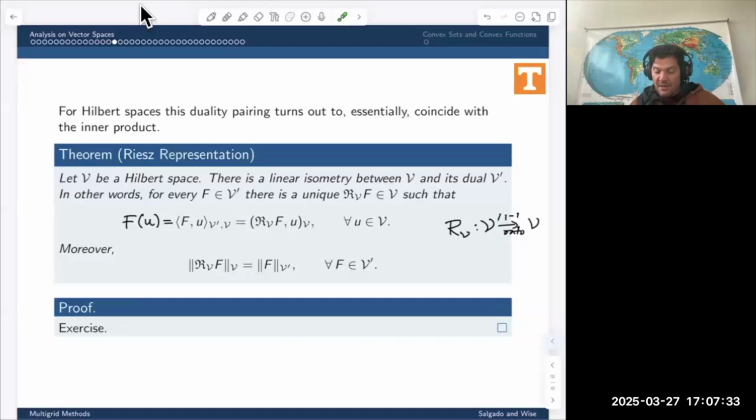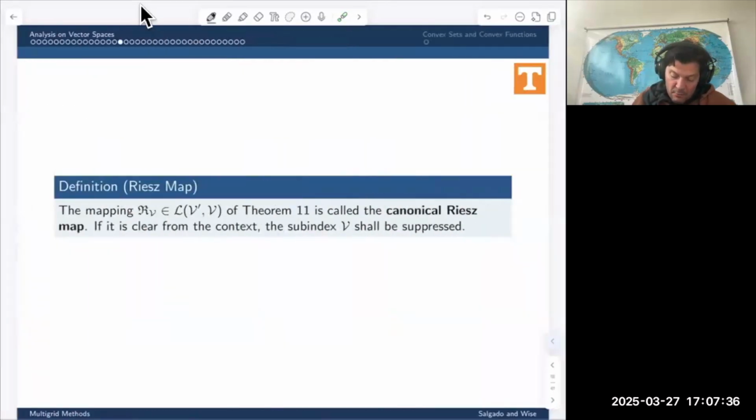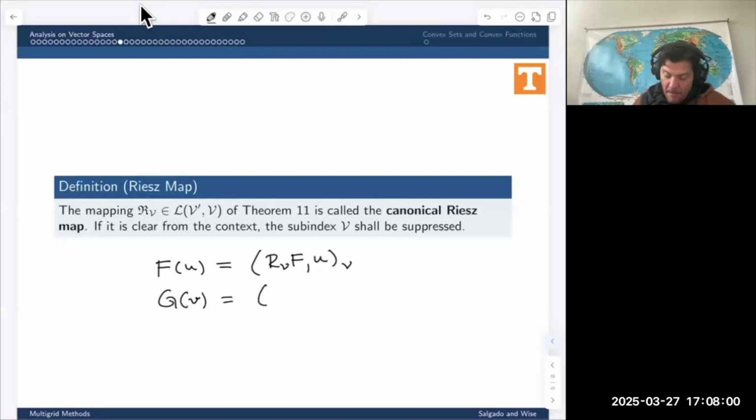The next part is, is it a linear mapping? Well, let's use two different functionals. So f of u is equal to the Riesz map of f against u. Actually, we know it's the inner product in the space V. And let's take another one, g. And we don't have to use u, we can use g of v, right? v might be confusing. Let's use w. Riesz map of g, w. Okay, so now let's combine these two things together.